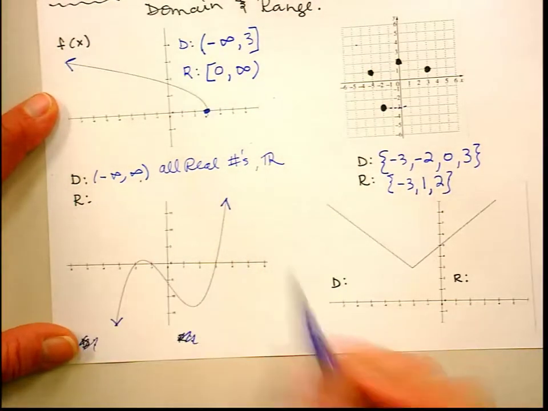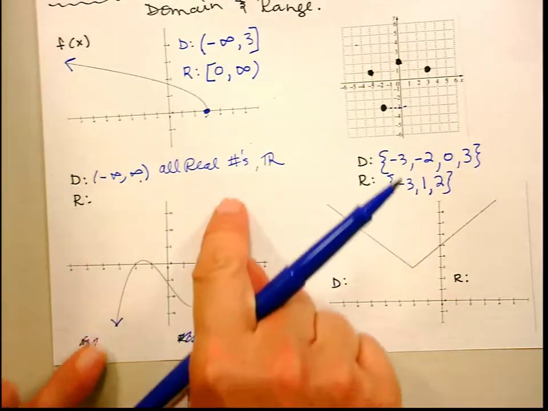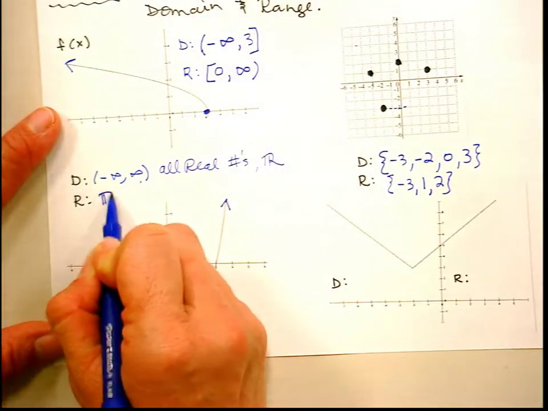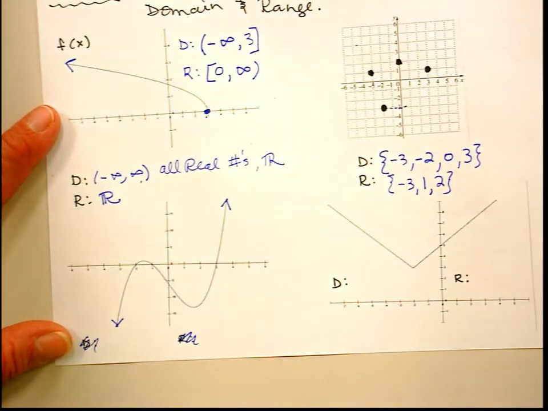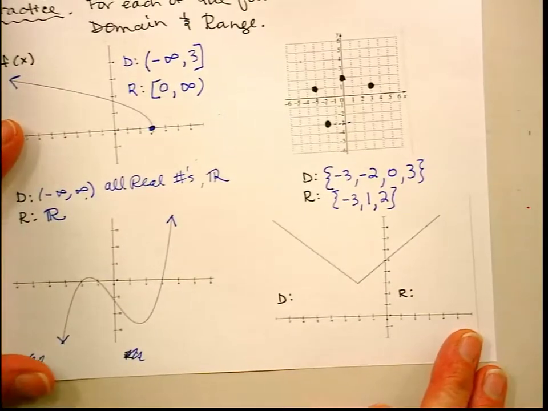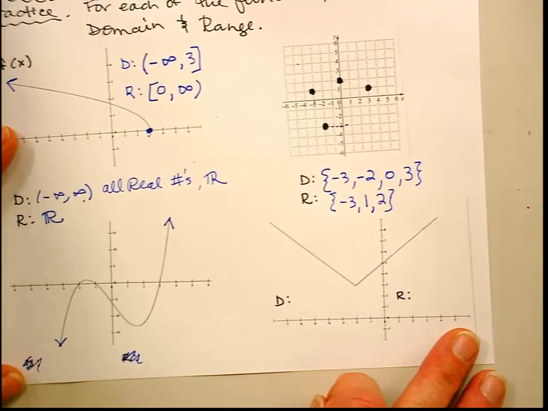The range, right? So again, it's going off in both directions, up and down, so the range is also all real numbers. Okay, last one. Picking out the domain and range. If you haven't tried one on your own yet, go ahead and hit pause and give it a shot.